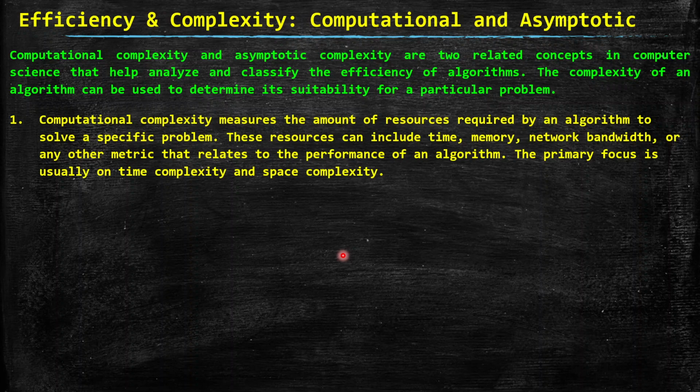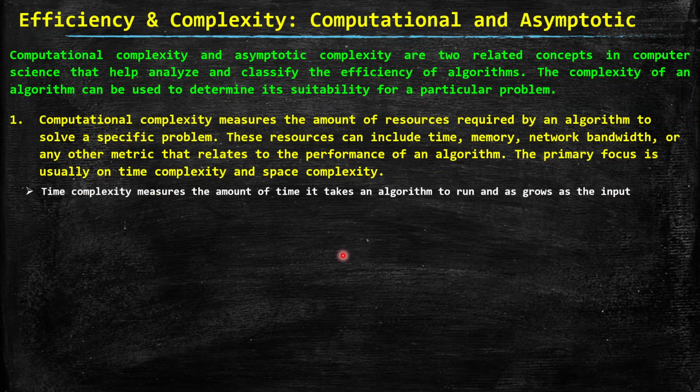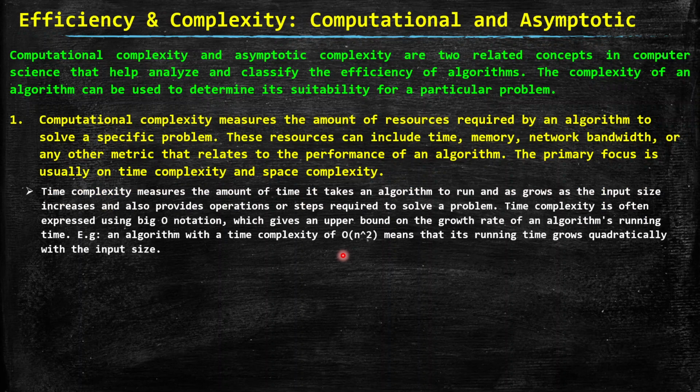Computational complexity measures the amount of resources required by an algorithm to solve a specific problem. These resources can be time, memory, network bandwidth, or any other metric that relates to the performance of the algorithm. The primary focus is usually on time complexity and space complexity. Let's talk about time complexity first. Time complexity measures the amount of time an algorithm requires to run as the input size increases, and also provides the operations or steps required to solve the problem. Time complexity is often expressed using big O notation.